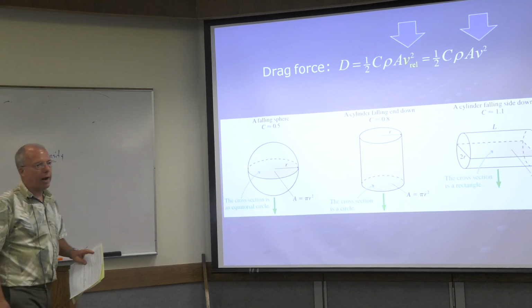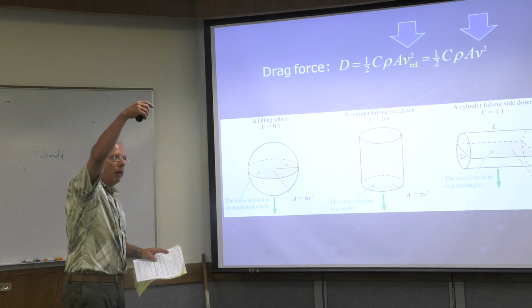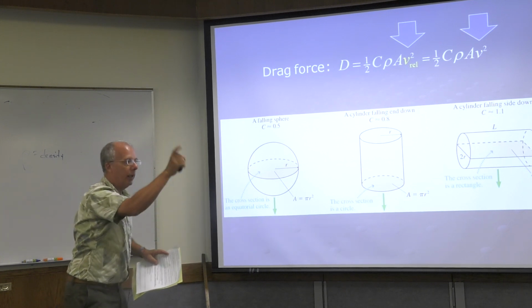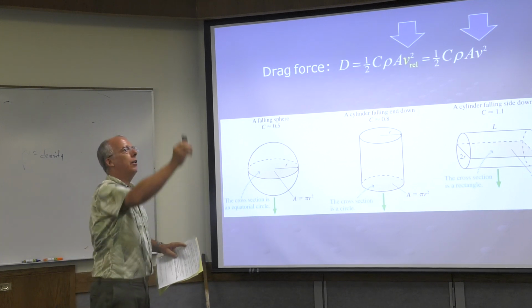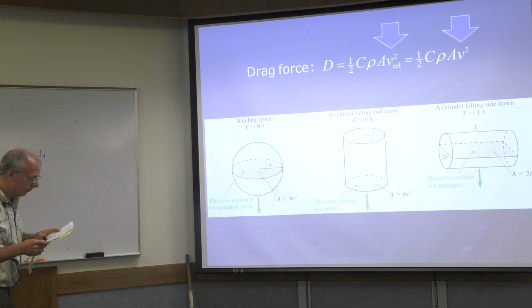Now, what's the direction of the drag force? Well, obviously opposite to the direction of the motion, right? If something's falling this way, the drag is this way. If I shoot something this way, the drag is that way. So the drag always opposes the motion.